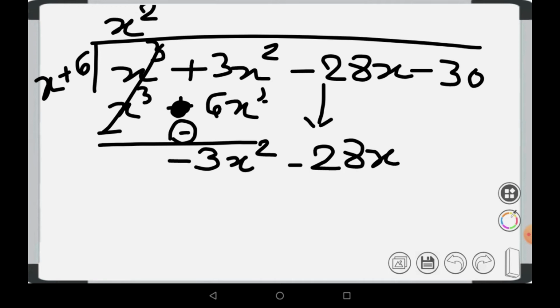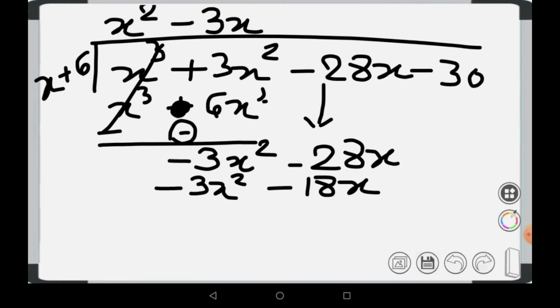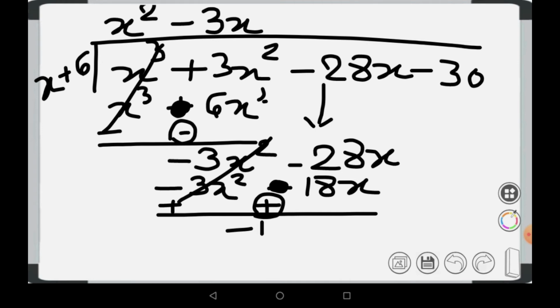So this time we will multiply the divisor with a minus 3x. Again we'll keep in mind that it is multiplied with both the terms of the divisor. So minus 3x into x will give you minus 3x squared. Minus 3x into plus 6 will give you minus 18x. The sign changes, minus becomes plus, minus becomes plus, minus 3x square plus 3x gets cancelled. Again we'll forget about the previous sign, we'll keep in mind the new sign now. Minus 28x plus 18 will give you minus 10x. Now this minus 30 goes down.